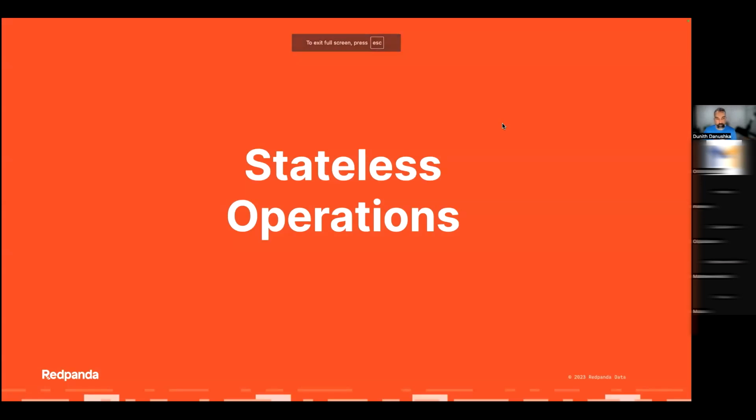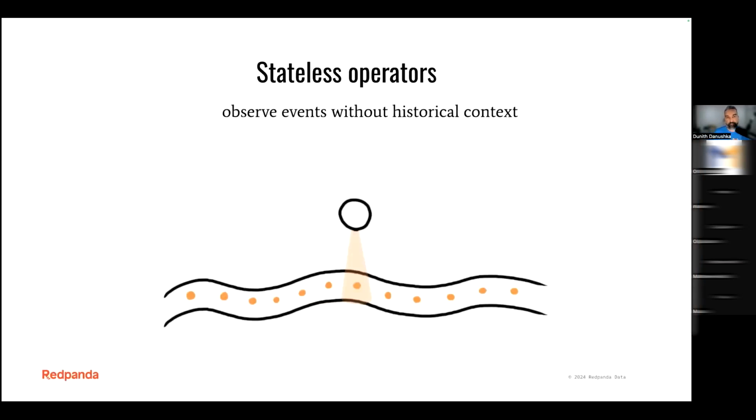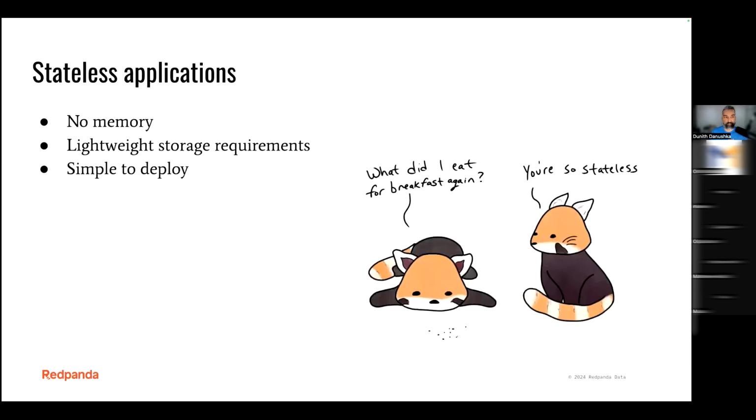Okay. Now I have a skeletal project generated. Now I want to write a simple stateless operation. So what are stateless operations? Basically, stateless operations observe events without historical context. That means they don't remember their previous execution. The result of the previous execution is not maintained, it's not remembered. That's why they are called stateless operations.